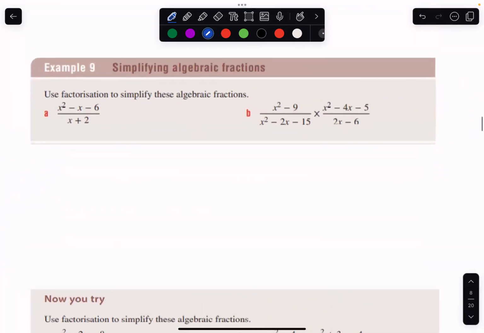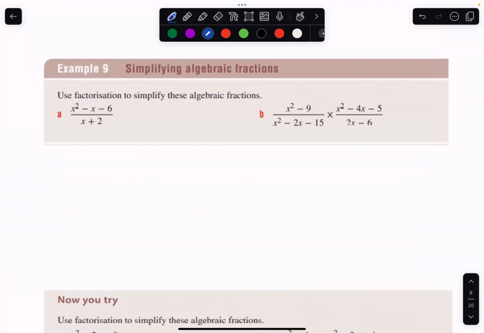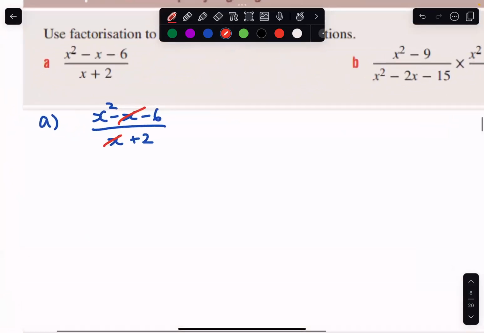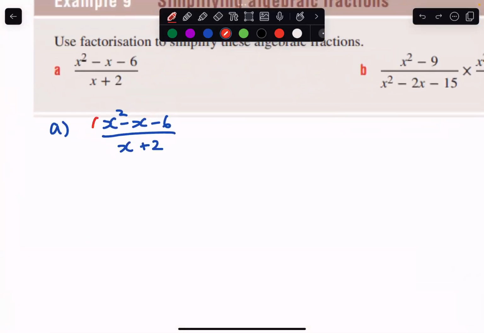So example 9 will be simplifying algebraic fractions. First one, use factorization to simplify this algebraic fraction. Question A: x squared minus x minus 6 over x plus 2. All right, same thing, many students do this. Again, that is wrong. We can't simplify like this because the top, that is the whole thing.